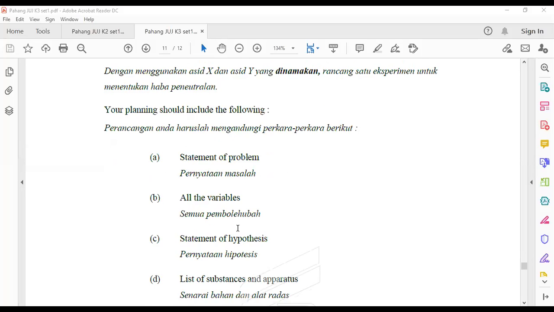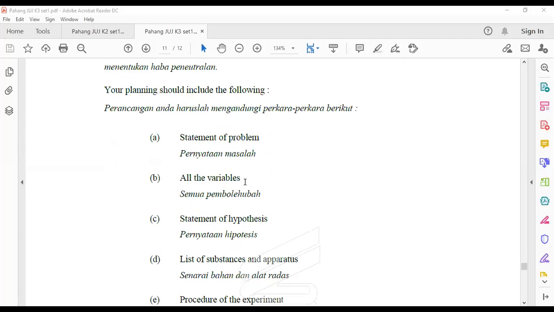Now, for all the variables, the manipulated variable will be the type of acid. You can put hydrochloric acid and ethanoic acid, or you can put acid X and acid Y. The responding variable should be the heat of neutralization. The constant variable will be the volume and concentration of sodium hydroxide solution. Please put both volume and concentration.